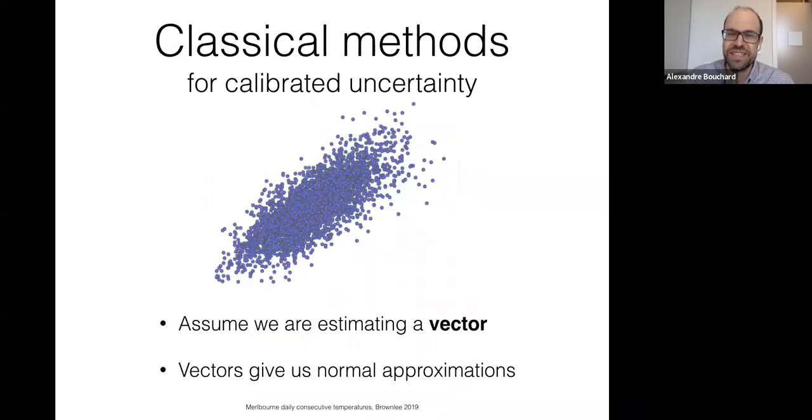Classical methods that you learn in an introductory statistics course will often assume that we're estimating a vector. So a vector is the thing that we're trying to reconstruct, and we try to get some uncertainty quantification on this. When we have a vector, we're in good shape because we can get the right substrate to do a normal approximation, and that's how a lot of classical measures of uncertainty are based on that.